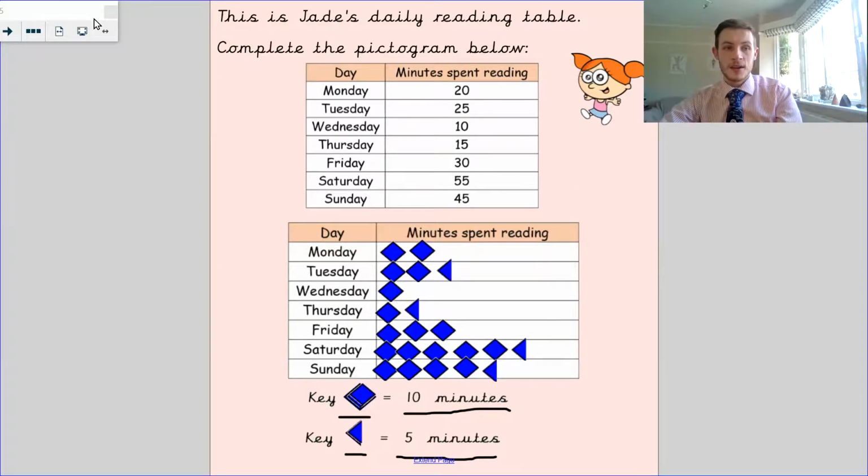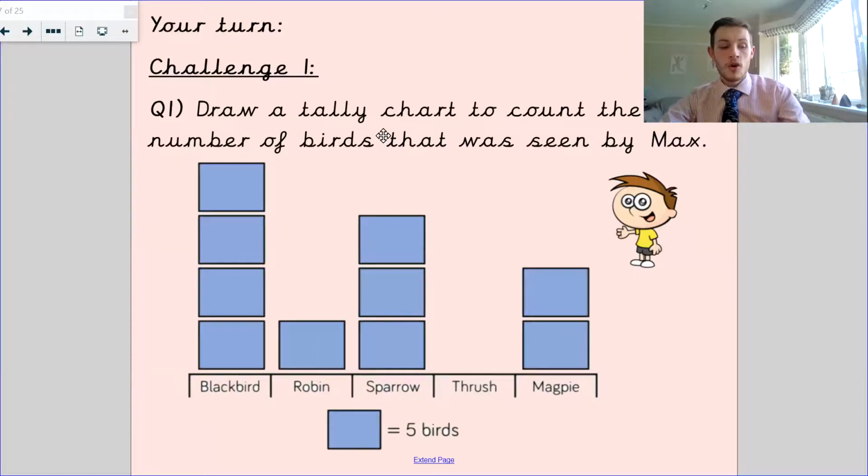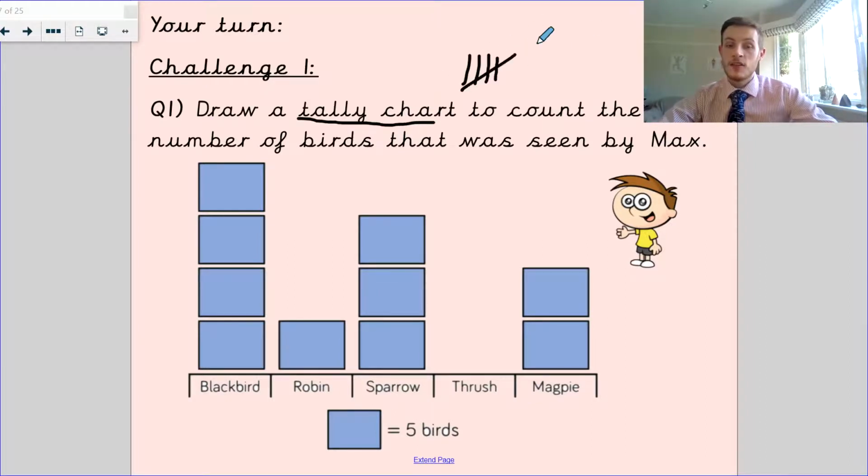Right. I think it might be your turn now. It is. It's now your turn. Challenge 1. I want you to draw a tally chart. Remember, the tally chart is one where you're counting like this in 5s. Once you've made a full gate of 5, you leave a finger space and do the next counting, making sure that it goes in 5s, okay?